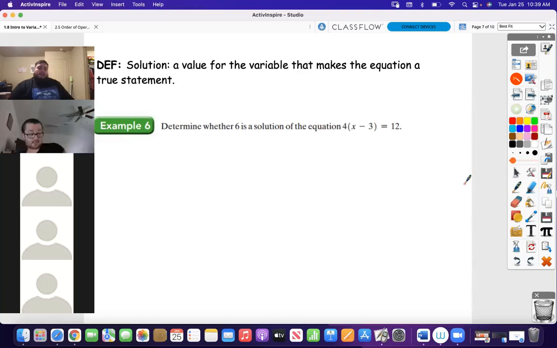All right, let's take a look at this definition, guys. The definition says a solution is a value for the variable that makes the equation a true statement. So a mathematical statement, class, can either be true or false. True or false. Let's look at example 6.